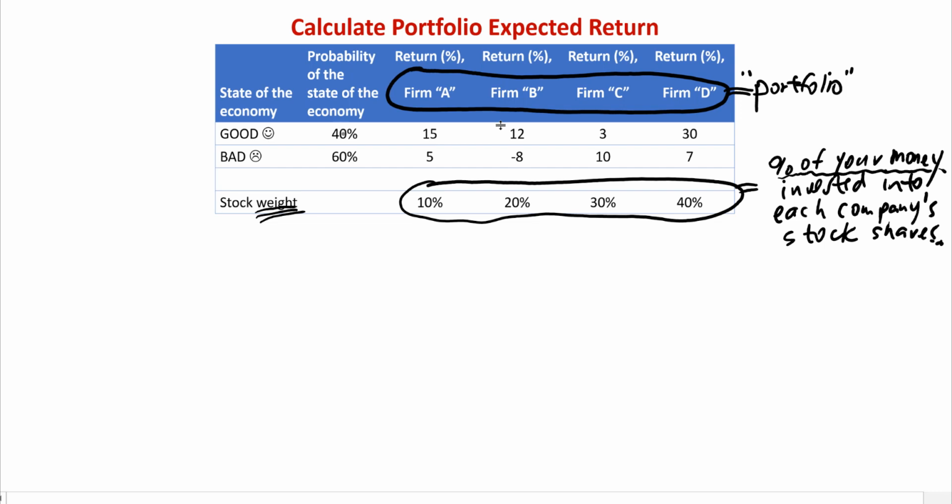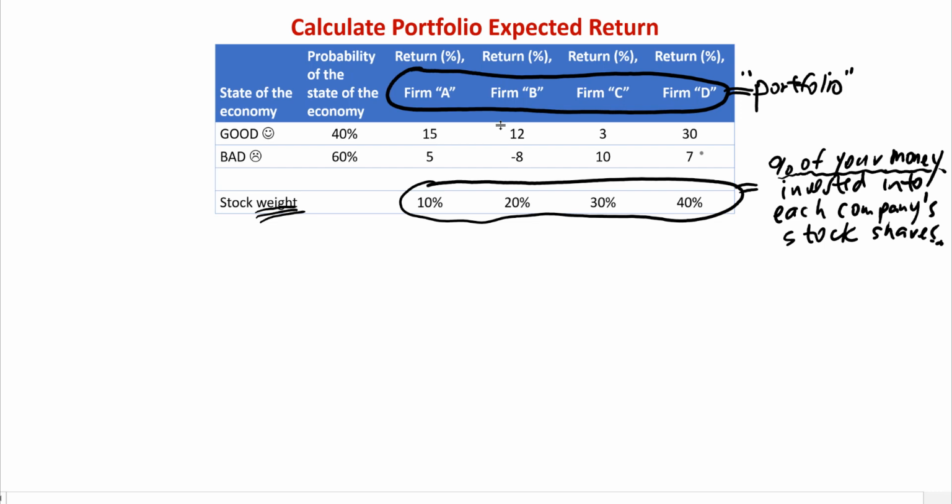So we have a probability of 40% that the good year will happen every year in the future. And with probability 60%, which is the remaining probability, a bad year will happen. So these are the returns that are given, and the weights of your stocks in your portfolio are 10% in stock A, 20% in stock B, 30% in stock C, and 40% in stock D. Okay, let's solve this problem.